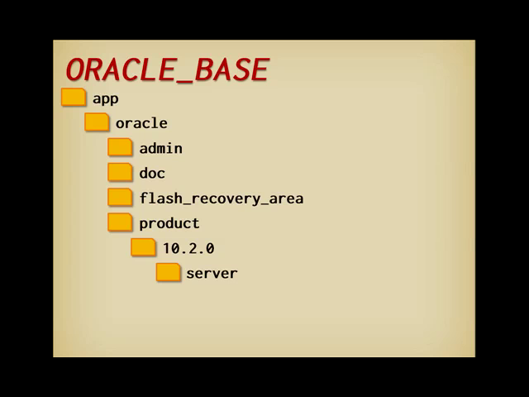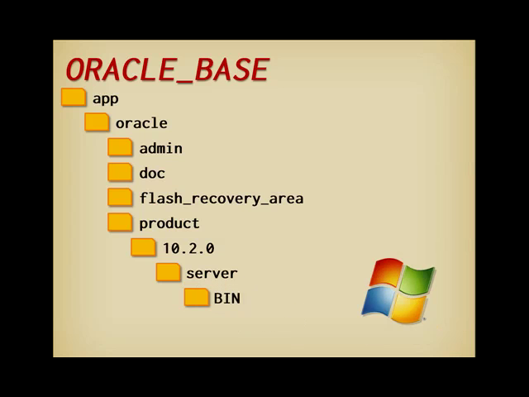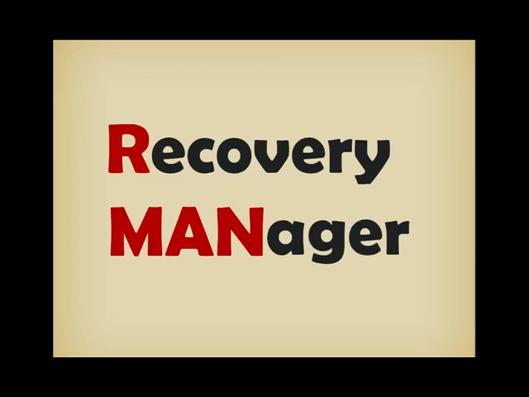The menu options actually run scripts that are located under Oracle Home Config Scripts on Linux and under Bin on Windows. Those scripts are simply wrappers for RMAN, Oracle's backup utility. RMAN stands for Recovery Manager. It can do many things. I'll just mention a few, and the syntax can be rather complex. I'll try to give you a few ideas about it.